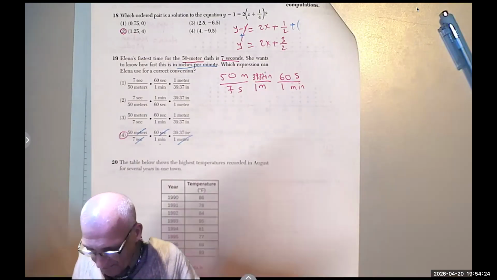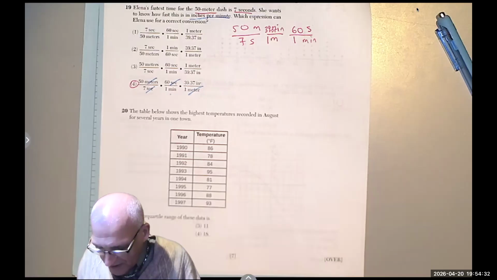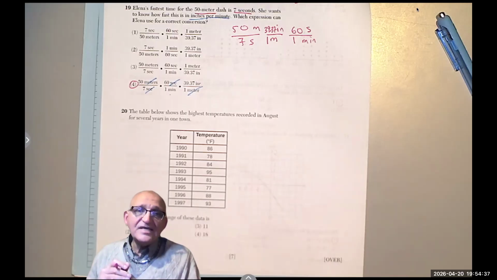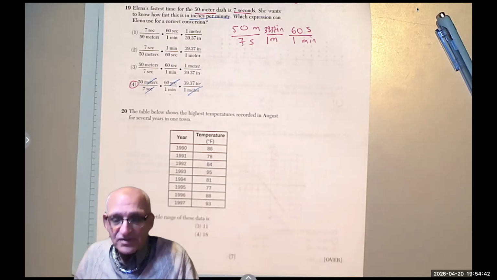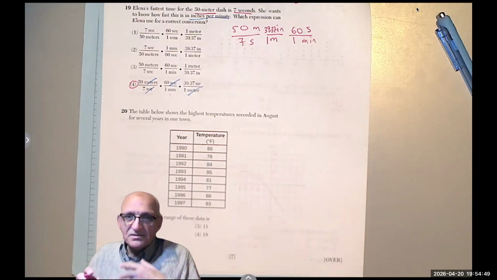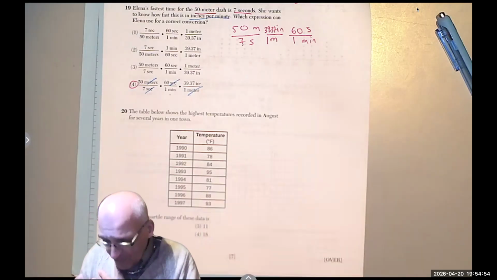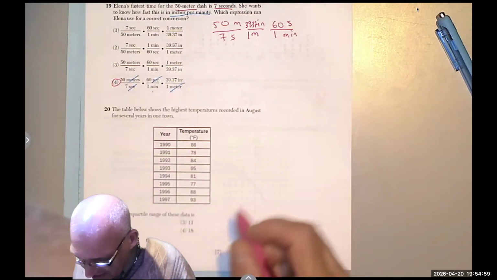Okay, number 20. The table below shows the highest temperatures recorded in August for several years in one town. The interquartile range, okay, here they tell you the interquartile range, meaning I have to arrange the data first. If they ask me about the median or any percentile or quantile, like the upper quartile or the 75th percentile, the third quartile or the first, I have to arrange the data.